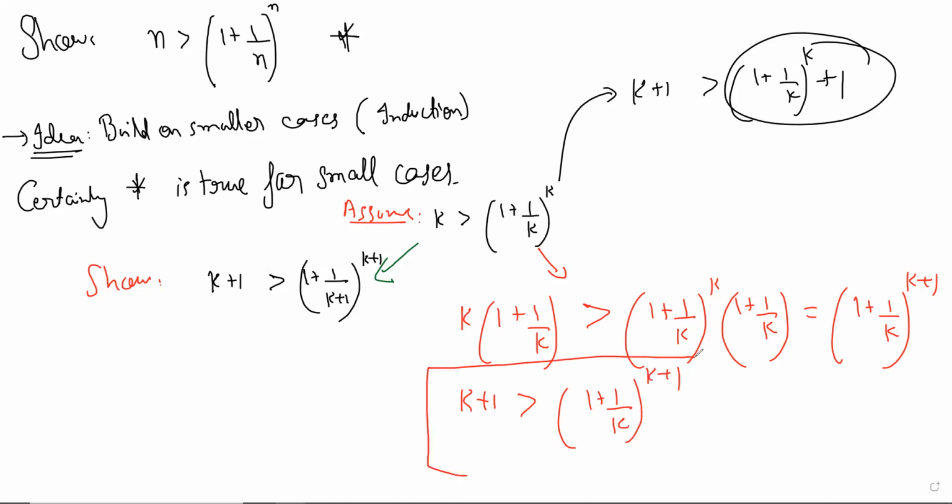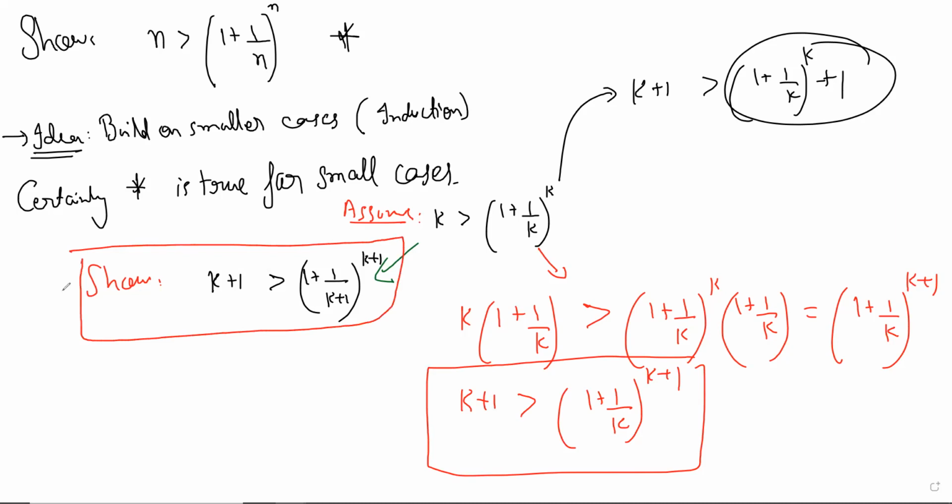Now, this we can assume. Can you use this to prove the actual thing, to prove this? That k plus 1 is bigger than 1 plus 1 by k plus 1 to the power k plus 1. So again, we assume this because it follows from one of our assumptions. Can we use this to move forward?